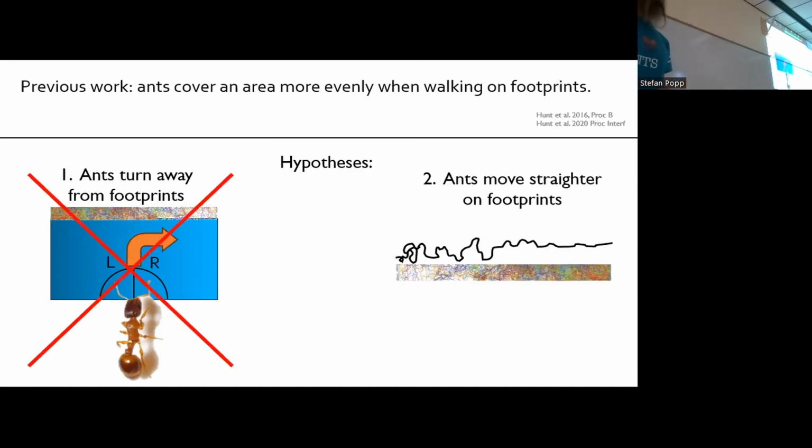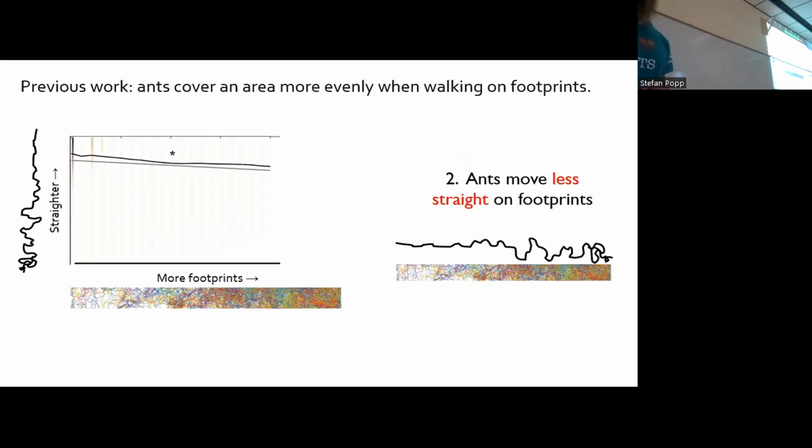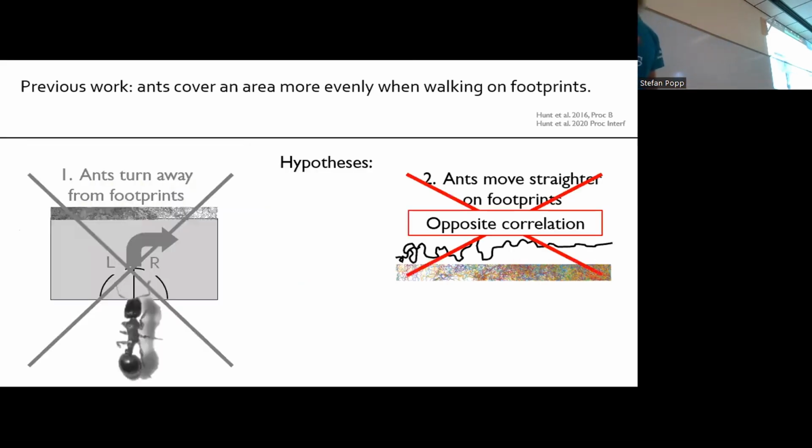Okay, but what about the second hypothesis, that ants move straighter when they are on footprints? This is also not the case. Ants, in fact, move less straight on footprints, as you can see by the negative slope here on that plot. So the more footprints, the less straight they become, which is kind of counterintuitive. That got us thinking, why is that the case?